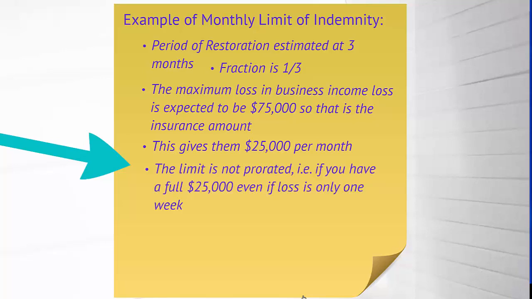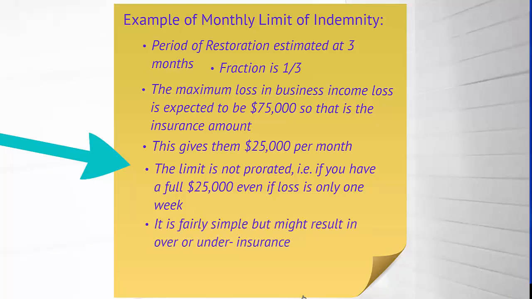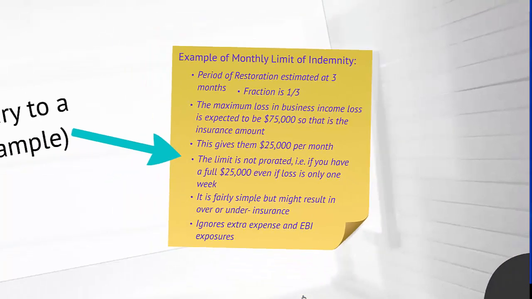The limit is not prorated. In other words, if you have a full $25,000 loss, it's not split up into the portion of the month. This is fairly simple, but it might result in over or under insurance because the business owner may fail to properly estimate the period of restoration. It also ignores extra expenses and EBI exposures.